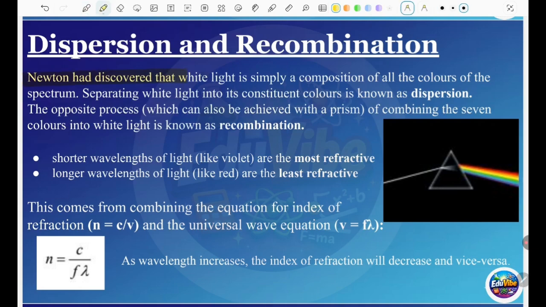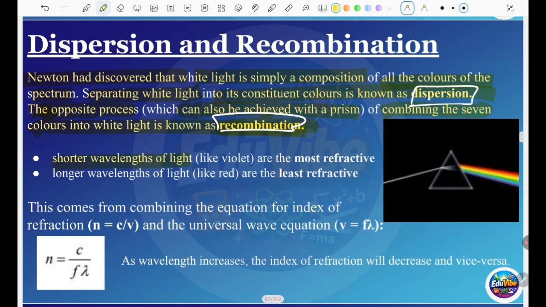Newton discovered that white light is simply the combination of all the colors of the spectrum. Splitting light into its constituent colors is known as dispersion. The opposite process can be achieved with a prism again, placed upside down, combining the seven colors into white light. This is called recombination. Recombination is the reverse of dispersion, giving back the white light we started with.